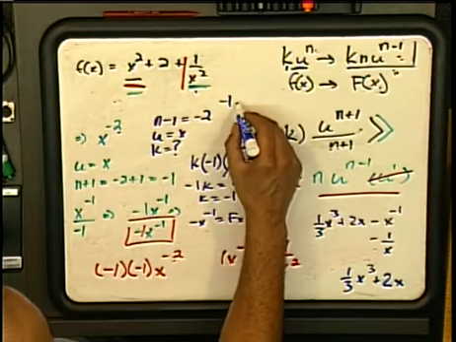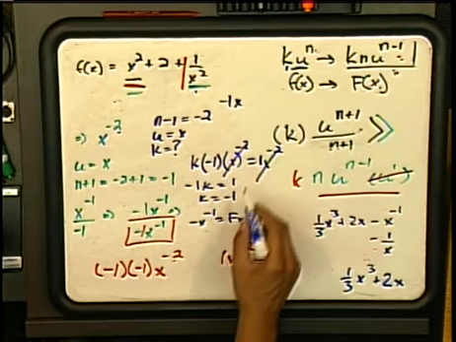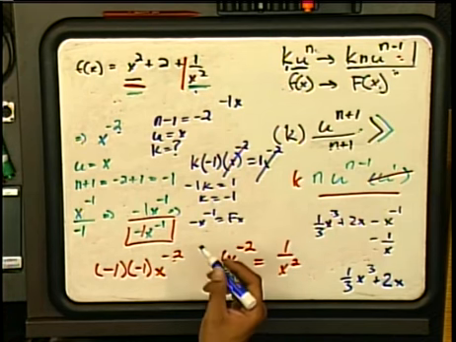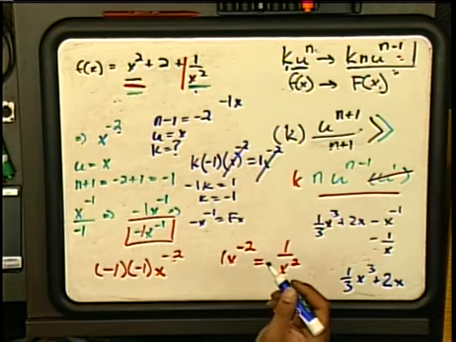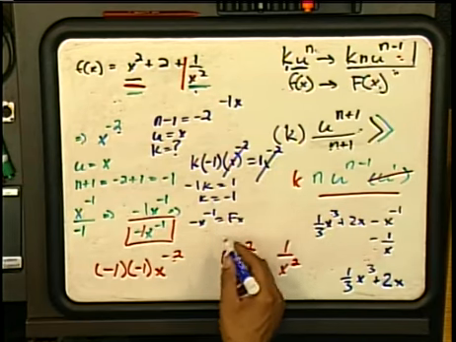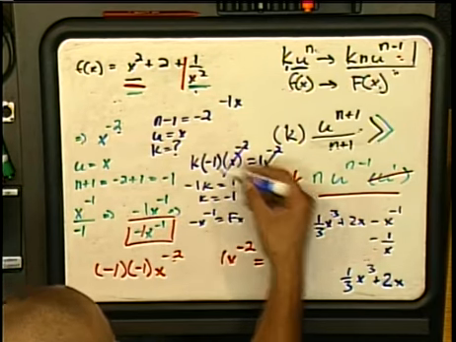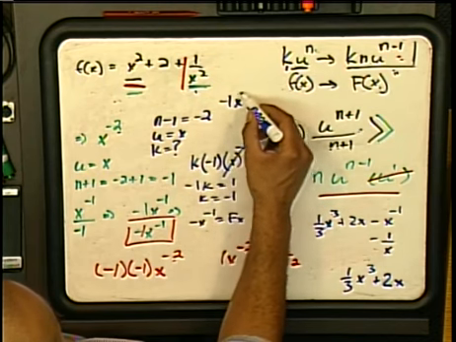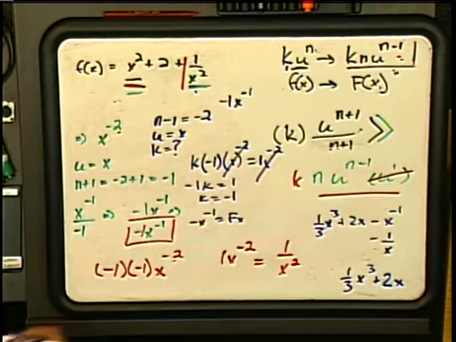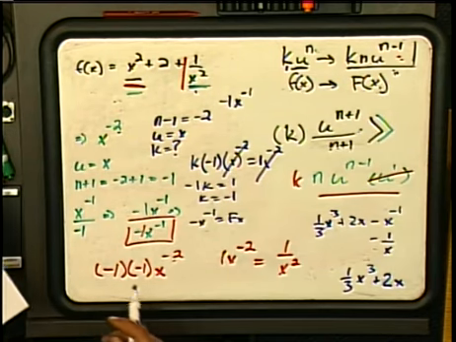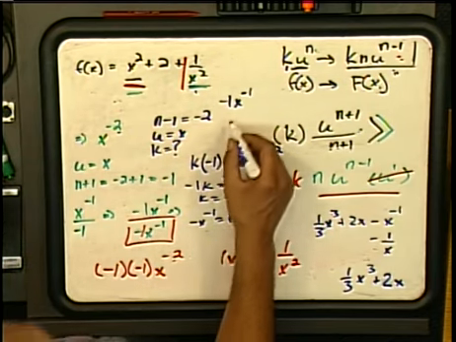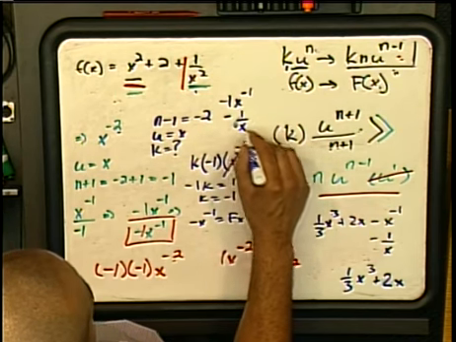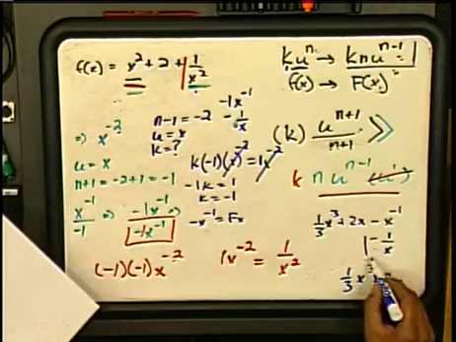And then write it back like that. Negative 1x to the n, which was negative 1. And that's negative 1 over x. Same thing.